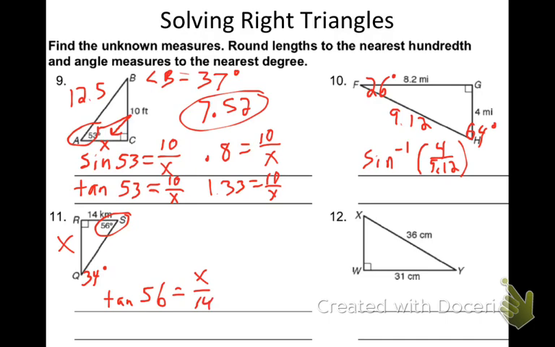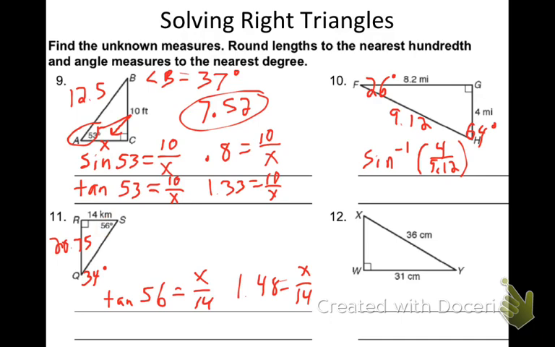Now, that would be the easier one to use. Nice job. Are we still doing the negative one? Nope, that's only for finding degrees. You use the inverse for only finding degrees. So, I have the tangent of 56 equals x over 14. The tangent of 56 is approximately what? 1.48. So 1.48 equals x over 14. So I take that times 14, and x comes out to be what? 20.75. Thank you. Awesome.